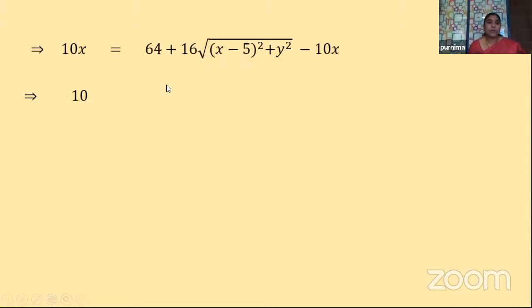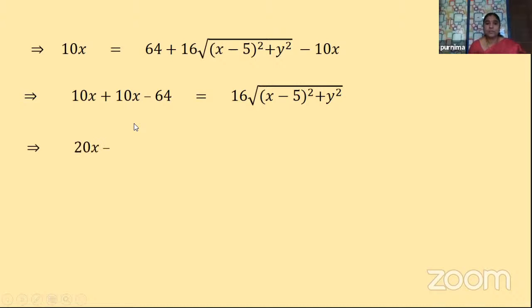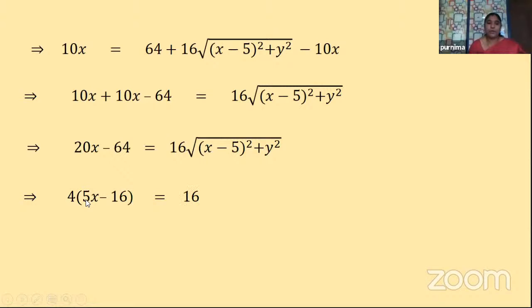Now here 10x minus 10x is sent this side, which is plus 10x is equal to 60, and 64 also I'm sending other side, which is minus 64 is equal to 16 into x minus 5 whole square plus y square under root. Now 10 plus 10 is how much? 20. It is 20x minus 64 is equal to 16 into x minus 5 whole square plus y square. Now here again there is a common factor, which is 4. Let us take 4 common. 4 into 5x minus 16 is equal to 16 into x minus 5 whole square plus y square.